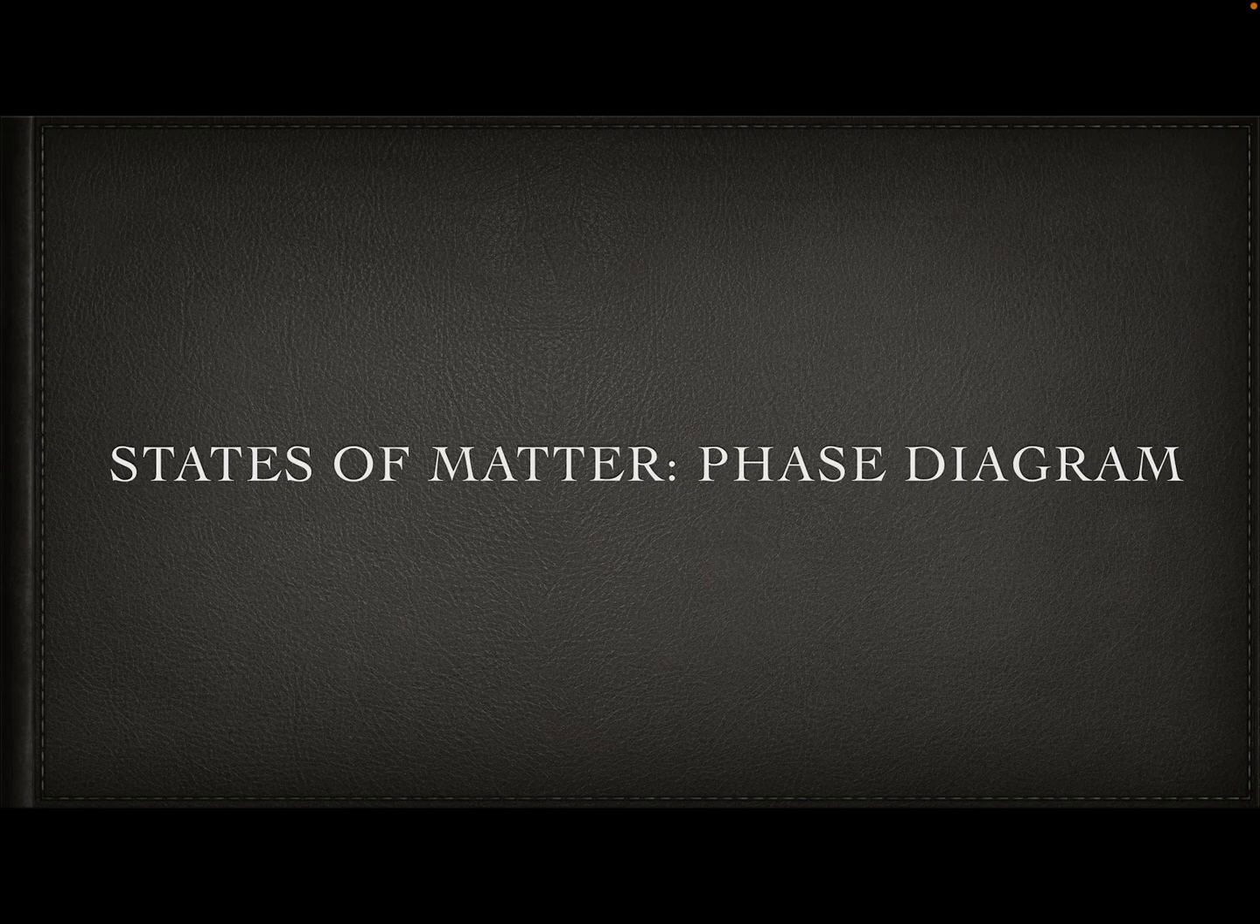So today we are going to discuss the last subtopic in the topic states of matter, which is phase diagram. So what is a phase diagram? A phase diagram is basically a graphical summary of the conditions at which a substance exists as solid, liquid or gas. Basically it is a graph that can show at which temperature and pressure our substance exists as solid, liquid or gas.